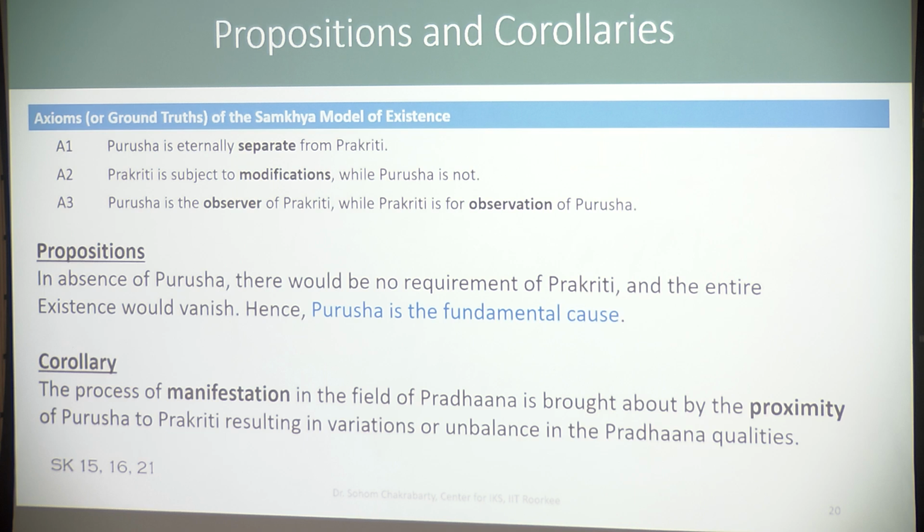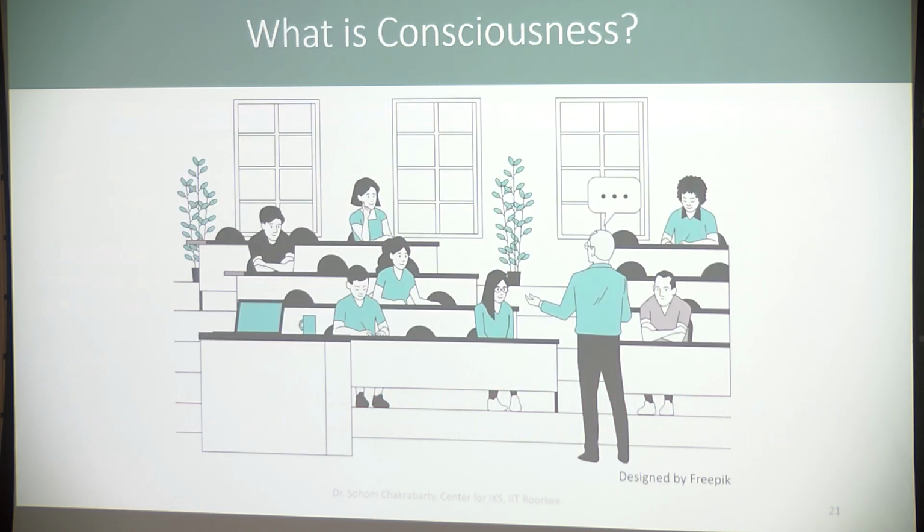All these propositions and corollaries are related to something the Samkhya Karika has said. Now, when I go to consciousness, I will move beyond Samkhya, beyond Samkhya Karika, but use the same axioms of Samkhya. This is just a statutory warning that I am giving you. So, you will not see an SK written there, but whatever I infer can logically be inferred from the axioms. Now, what is consciousness? Again, I bring the discussion to the audience.